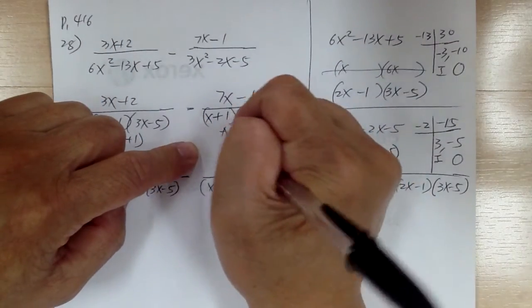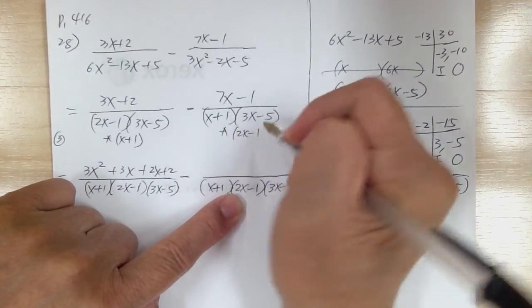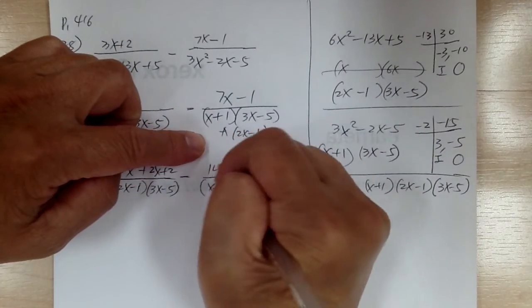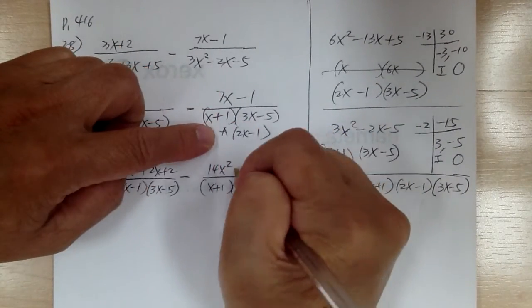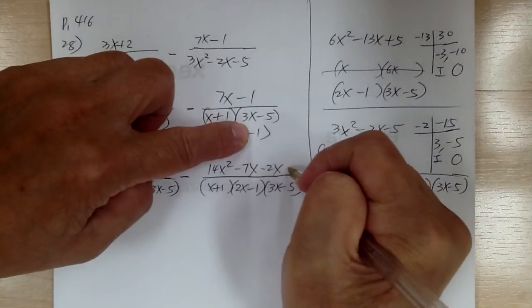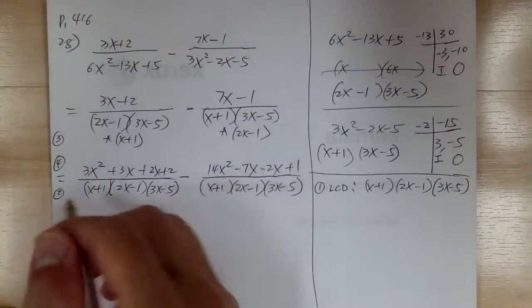Okay, this one you're missing this one here. So you can use your Fourier method. So this times that will give you 14x squared. This times that gives you minus 7x. This one times that gives you minus 2x. This one times that gives you plus 1. Okay, now you have to go ahead and change signs on this one.